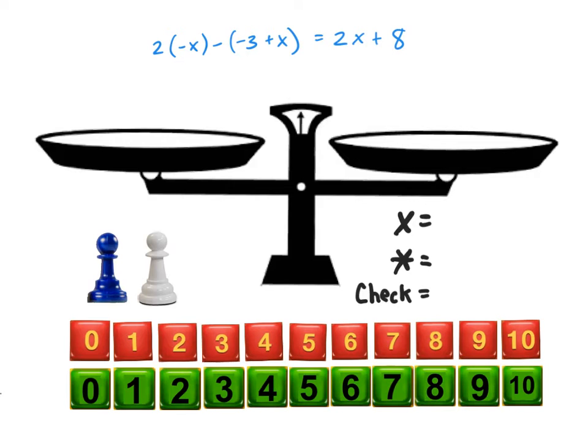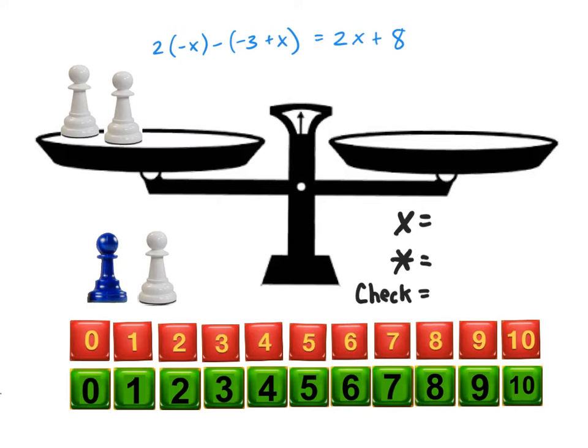Here's another example. We have two negative x's, and then we're trying to subtract the quantity -3 plus x. That is equal to 2x plus 8. So the first thing we need to do is put two negative x's. Remember, negative x is just a star. Then we're trying to subtract this entire expression.